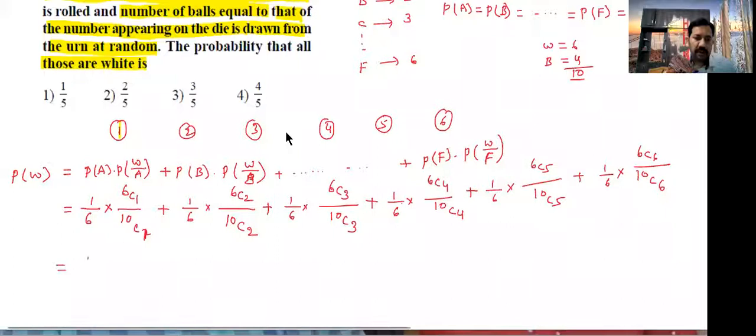Now here, observe that 1 by 6 is common. 1 by 6 common: 6C1 is 6 over 10C1 which is 10, plus 6C2, 6 into 5 by 1 into 2, 2 3s are 15.